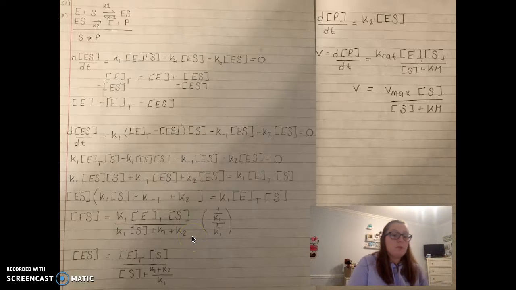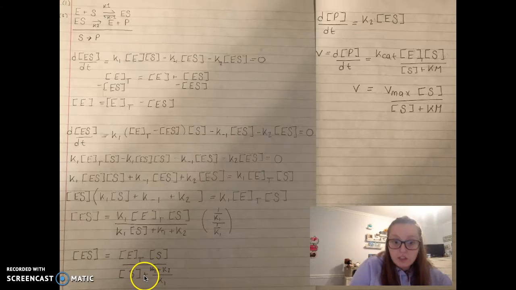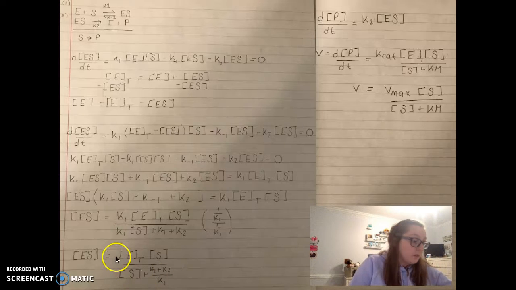So the next step would be to multiply, well, I'm sorry, the numerator and the denominator by 1 over K1 and 1 over K1. So in order to do that, you would get this right here. So you would get concentration of ES equals concentration of E total times concentration of S over the concentration of S plus, K negative 1 plus K2 over K1.